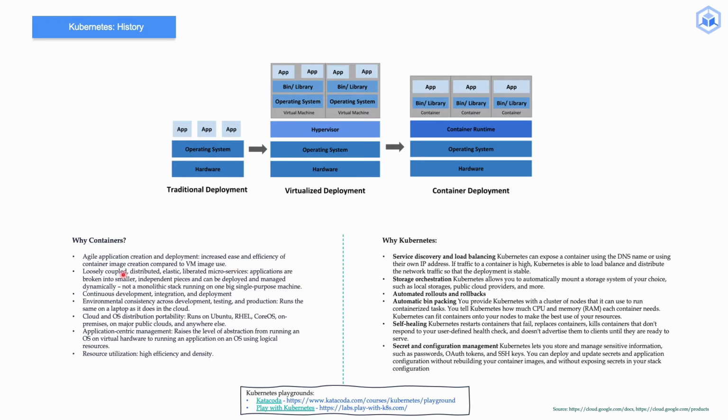The first is agile application creation and deployment. In the last 5 to 10 years, business agility to be able to deploy things faster gained a lot of momentum. And that came with innovative ways of deploying applications. Of course, microservices architecture was one of the key drivers, but it's also how we started looking at applications: loosely coupled, distributed, elastic, liberated microservices. Applications are broken into smaller independent pieces and can be deployed and managed dynamically, not a monolithic stack running on one big single-purpose machine.